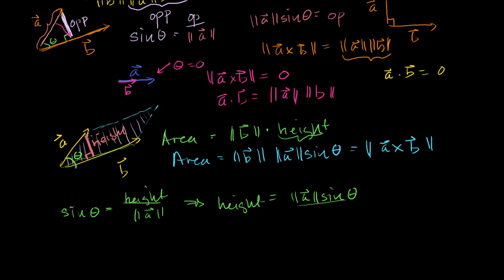The cross product of two vectors, or at least the magnitude or the length of the cross product of two vectors. Obviously, the cross product, you're going to get a third vector. But the length of that third vector is equal to the area of the parallelogram that you can create from those two vectors.